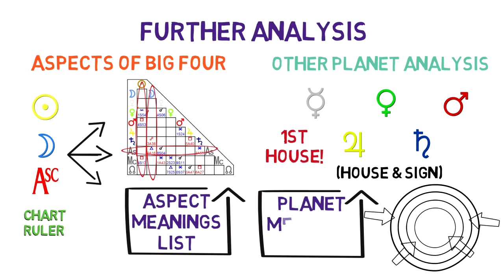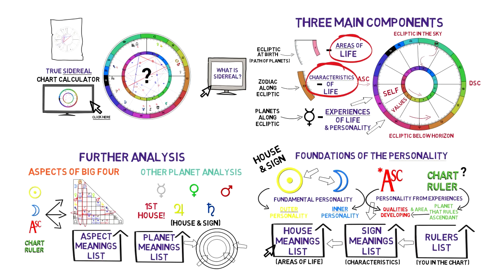Here is a list of the major planets. It shows what elements of the self and experiences in life they represent. With continued practice, focusing primarily on the four major components of the birth chart outlined in this video, you'll be able to interpret a birth chart quickly and precisely in a matter of minutes.